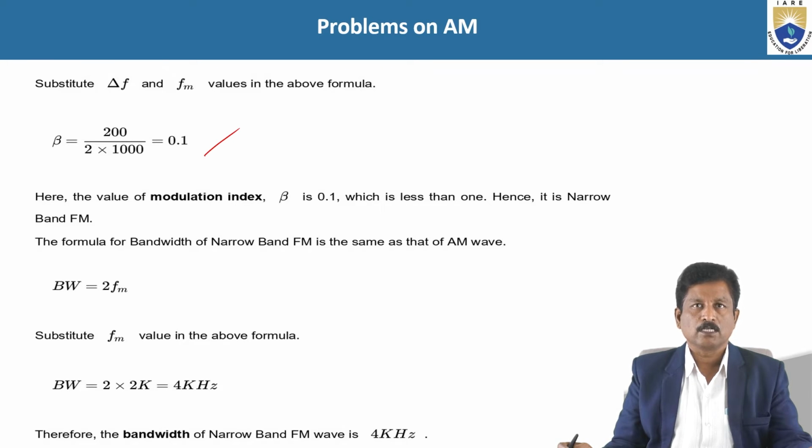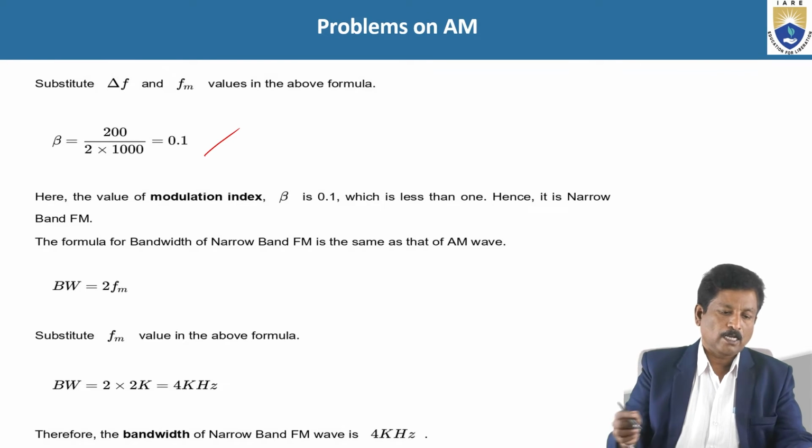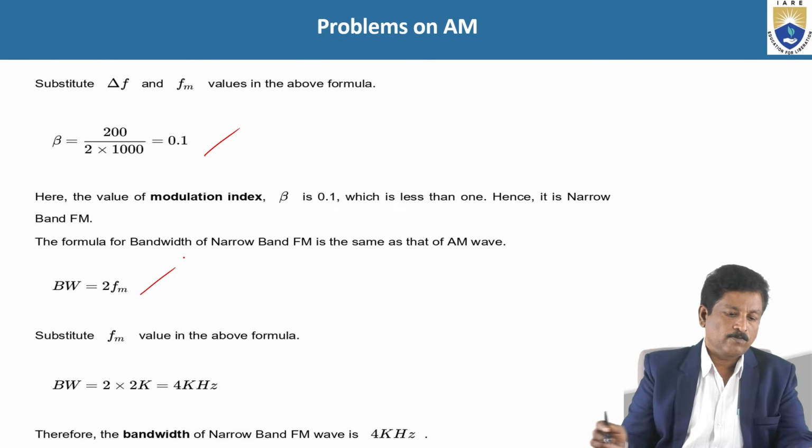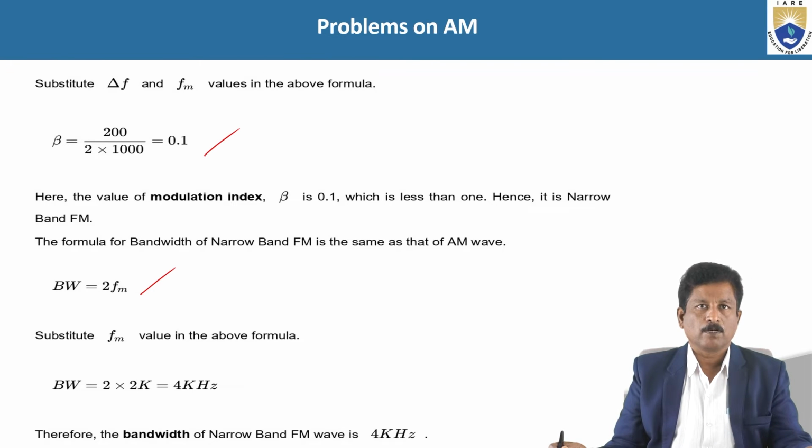So that is based on the beta value. If beta is less than unity, it is narrowband FM. If beta is greater than unity, it is wideband FM. Here, according to the problem and calculations, beta equals 0.1 only, so we can define that it is a narrowband frequency modulation. The bandwidth requirement for this narrowband FM is equal to that of AM, because the modulation index beta is less than unity.